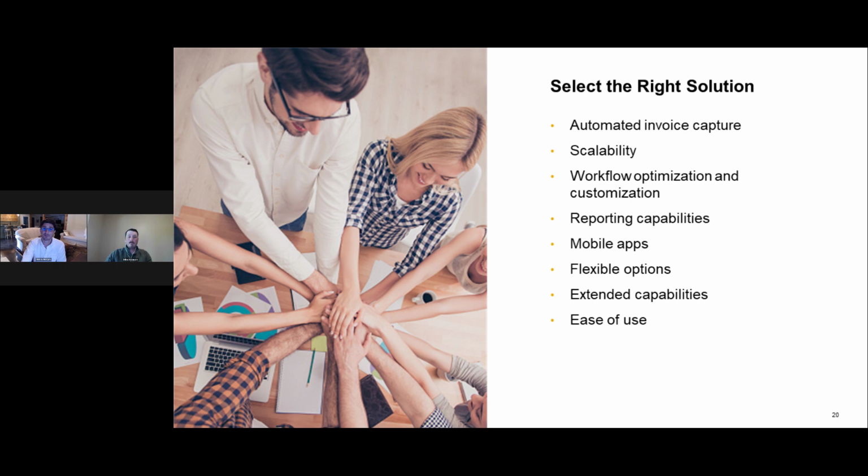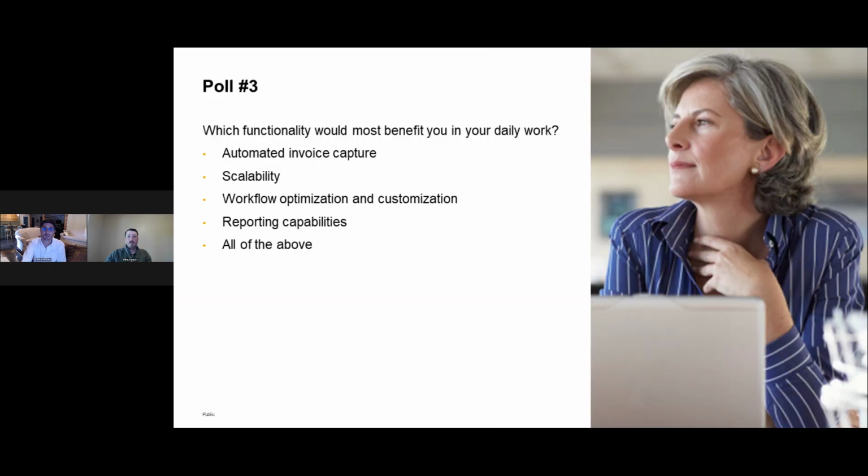So with that, I think we're off to our next poll question. All right, this is our third poll question. Remember, you need to answer at least 3 questions in order to qualify for CPE credit. Our question is, which functionality would most benefit you in your daily work? And the answer options are automated invoice capture, scalability, workflow optimization and customization, reporting capabilities, or all of the above. So go ahead and check whichever is most appropriate to you and your situation, and then click the submit button.